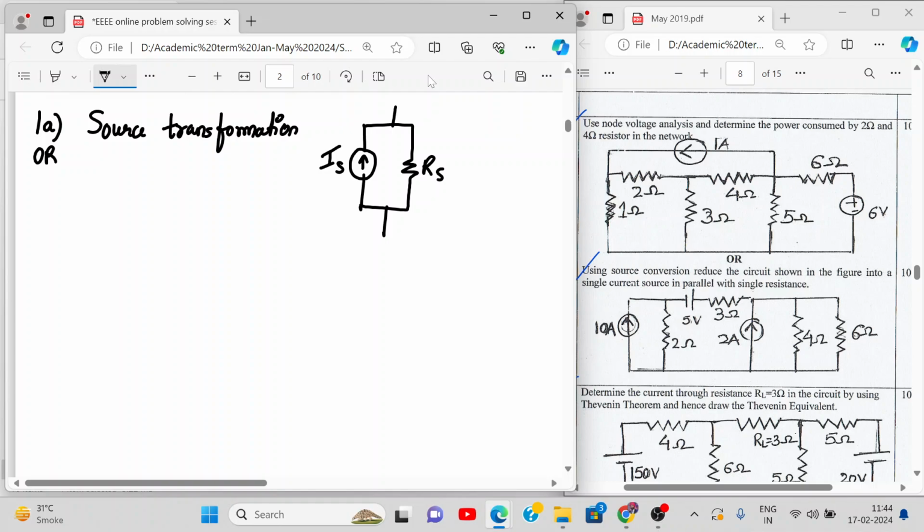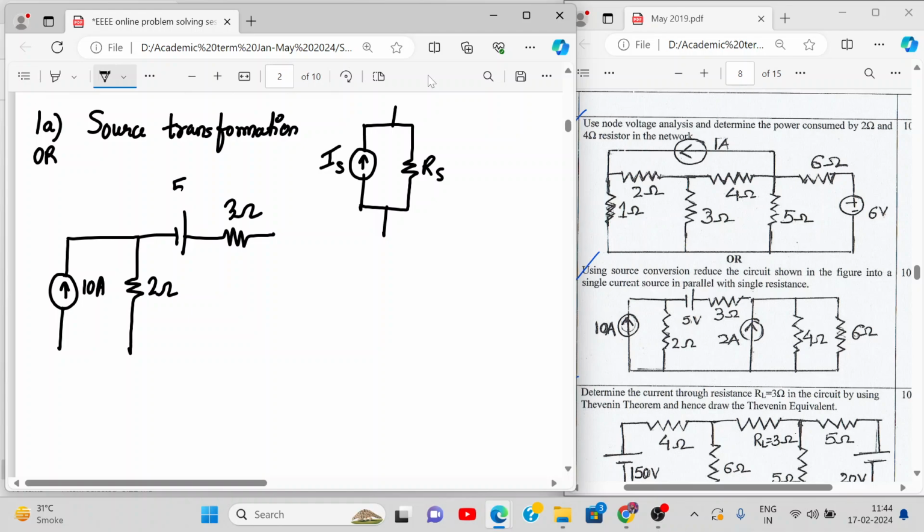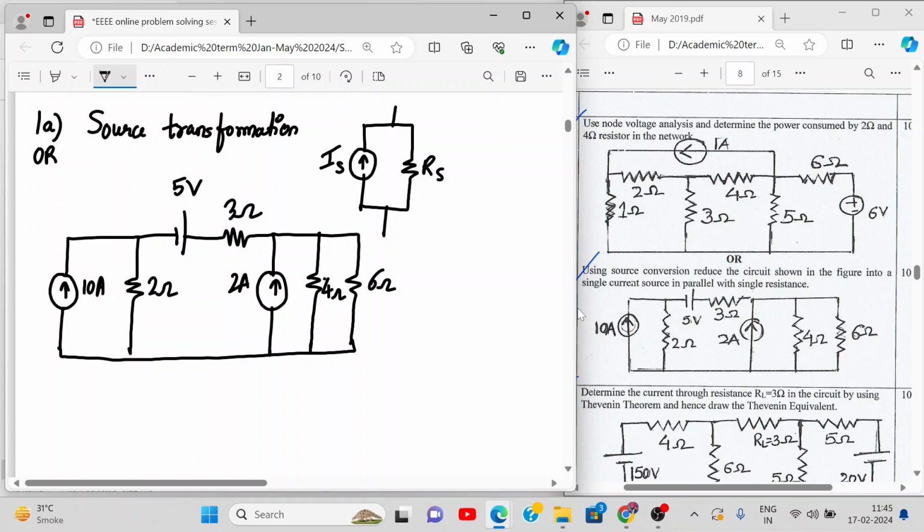Okay, so what is the original circuit? Let us draw. This is our circuit. This is 10 ampere. Then we have 2 ohm. Then we have this 5 volt. This is 3 ohm. This is 2 ampere current source. Then we have 4 ohm resistance and we have 6 ohm resistance. Okay, so please draw the circuit.